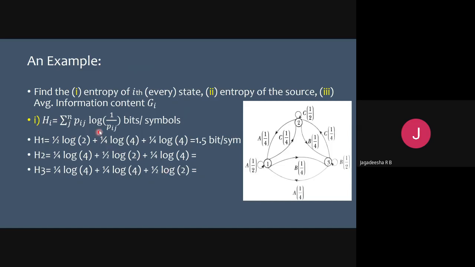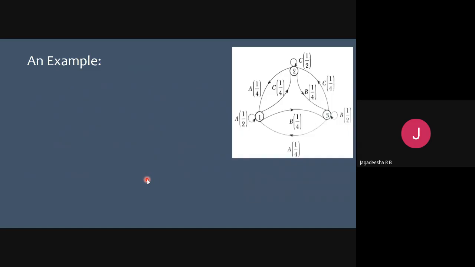Okay, this gives the entropy of every state, or any ith state, right? For state 1, state 2, and state 3, this is the entropy. Now we need to find out the entropy of this entire source. That is nothing but the sum of the entropies of every state, weighted by the probability of every state.